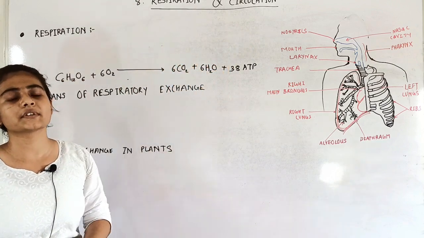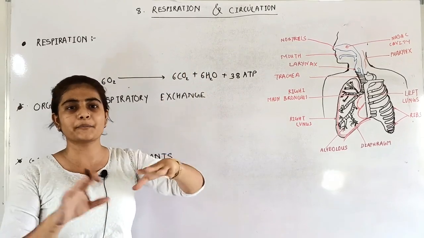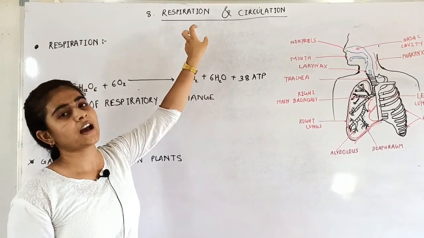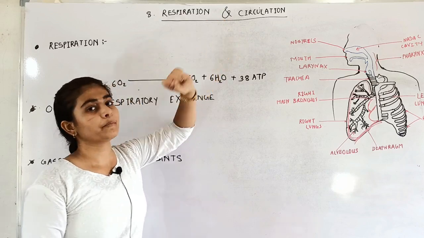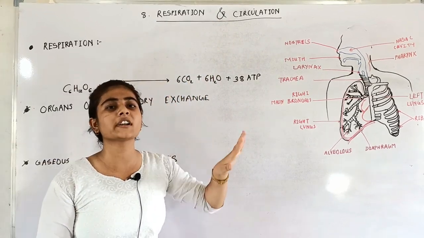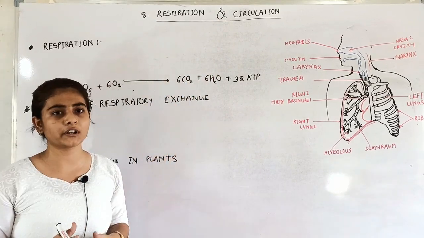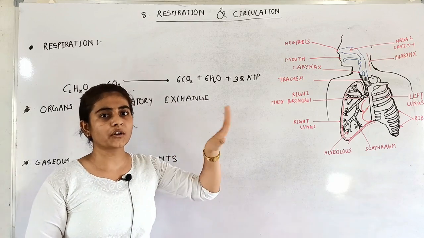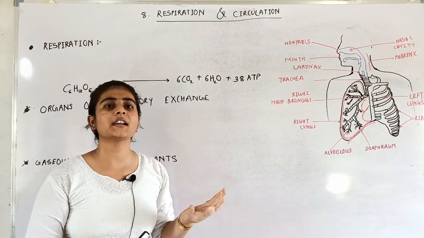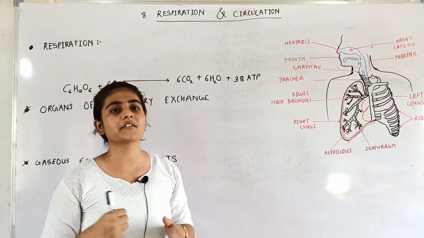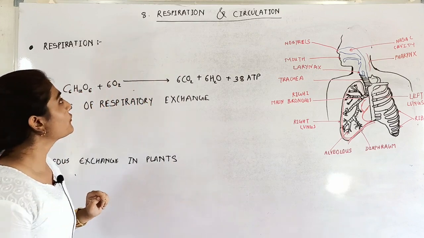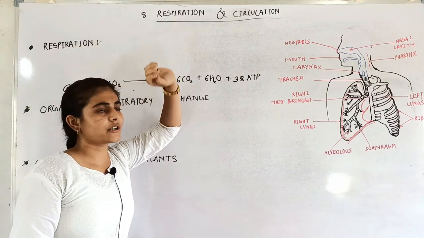In the previous syllabus these two topics were separated, but in the new syllabus these two topics are linked, because these two systems belong to the thoracic cavity of the human body. The human body is divided into 3 cavities. The upper one is the thoracic, the middle one is abdominal, and the lower one is pelvic. These two systems belong to the thoracic cavity. So first let's discuss respiration.